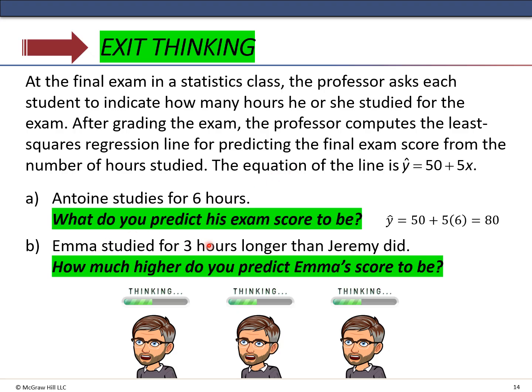Emma studied for 3 hours longer than Jeremy did. How much higher do you predict Emma's score to be? Now, this is the case where we know the difference between two x values. She studied for 3 hours longer than Jeremy did. So remember, we can just plug in the 3, the difference between the two x values, times the slope. Where's the slope here? Do you remember? It's the number in front of the x, 5. So we just take the slope times the difference, and we would assume that Emma's score should be about 15 points higher than Jeremy's because she studied for 3 hours longer.